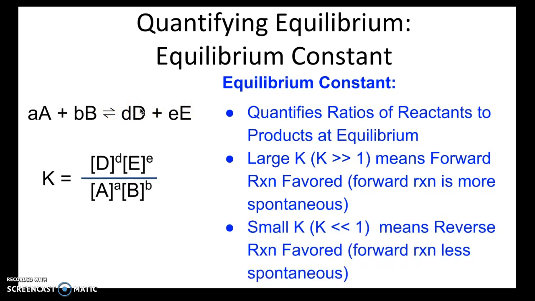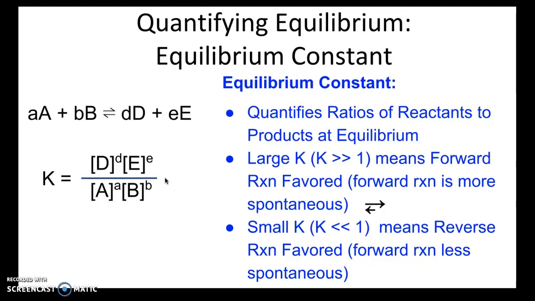On the flip side, if you have a small K, a K much smaller than 1, that means the reverse reaction is favored. So in that case, the forward reaction is not favored, or it's less spontaneous. Again, this is the tie-in to thermo, using that term spontaneous. That should make sense because if the reverse reaction is favored, you have products going to reactants, so you should have a lot more reactants. And when you have a lot more reactants, you have a larger denominator than numerator, so your value of K should be less than 1. So you're also using fraction skills when you're dealing with the equilibrium constant.